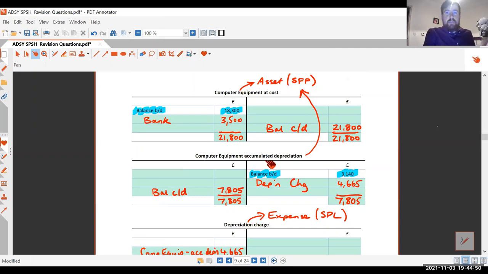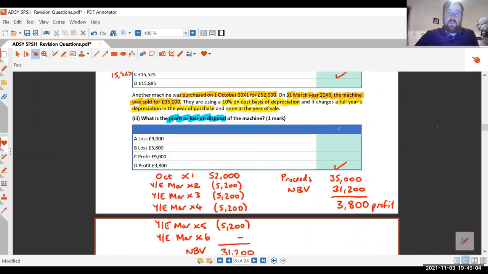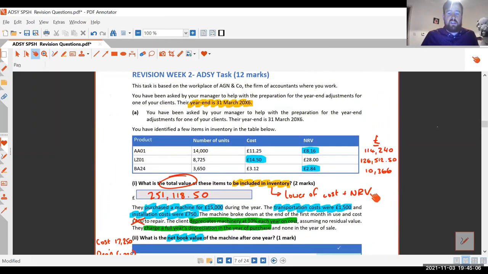Awesome. Any final questions here, folks, in terms of that one? That's everything we need here. Justina, back to the first question. Any particular reason why we count inventory at the lower of cost and net realizable value?